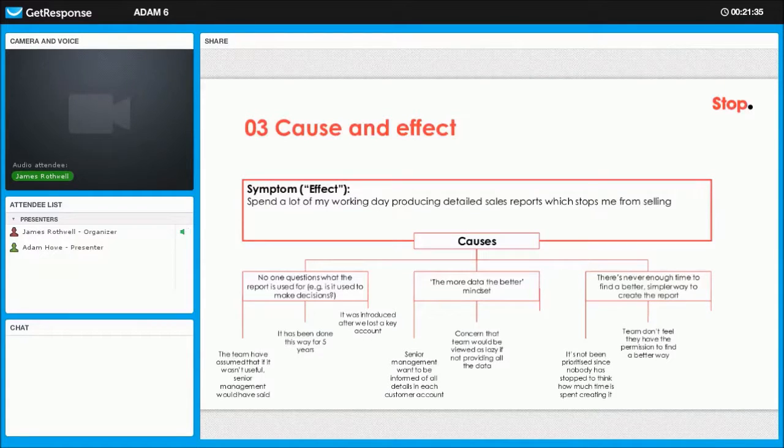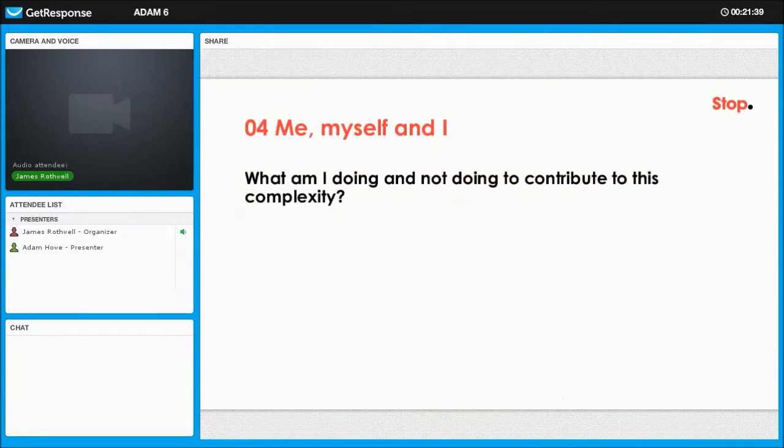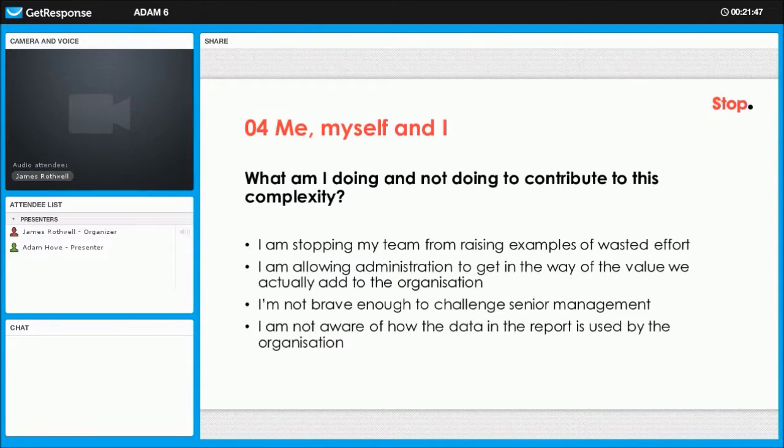This ends up kind of creating a mind map of all of the issues driving the problem. And once we've got that, we then move on to the fourth step, which is the me, myself, and I tool. Now, in our experience, it's kind of too easy for managers and leaders just to blame the organization.